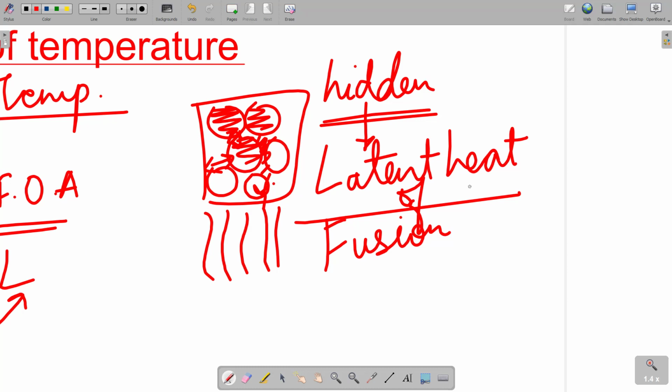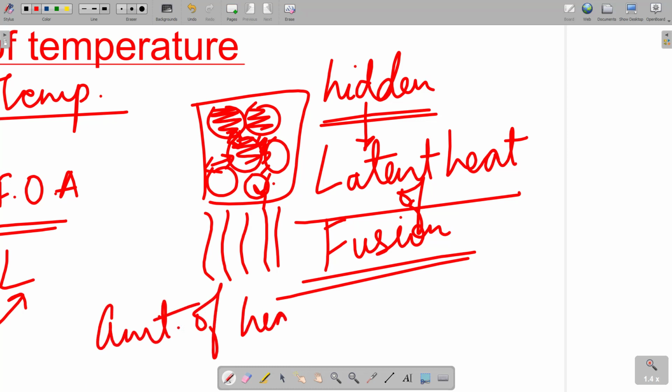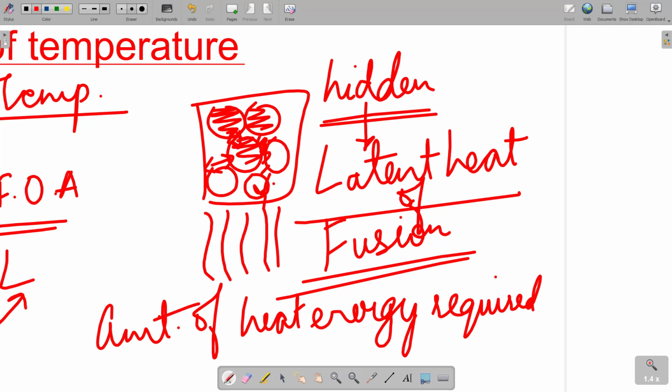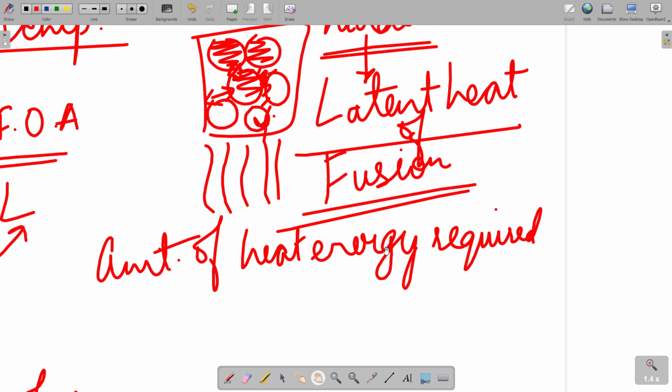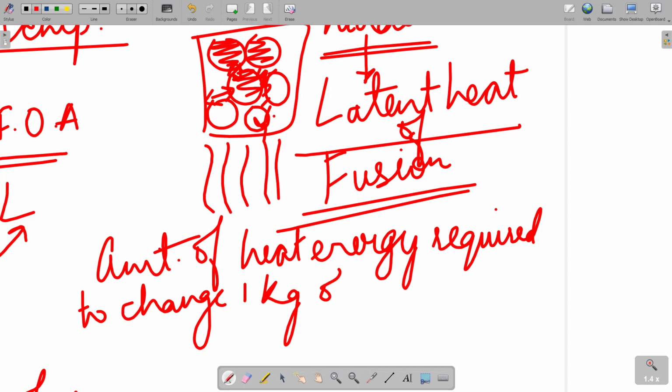The amount of heat energy required. So ये latent heat is basically amount of heat energy required to change 1 kg of a solid into liquid at normal atmospheric pressure at its melting point.